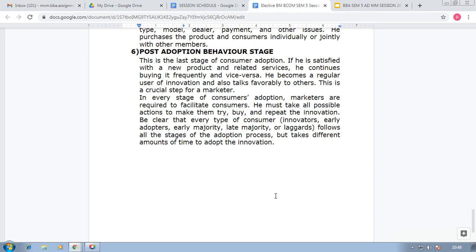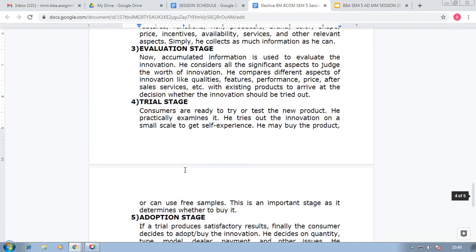જેથી કન્ઝ્યુમર્સ જે છે એ ઇઝીલી પ્રોડક્ટ પરચેસ કરી શકે, કન્ઝ્યુમર સેટિસ્ફાઈડ થાય અને ધીસ સેટિસ્ફેક્શન gives them the push. They talk favorably about the products with the other potential consumers. That's it for the today's session, students. I have covered consumer adoption process here.